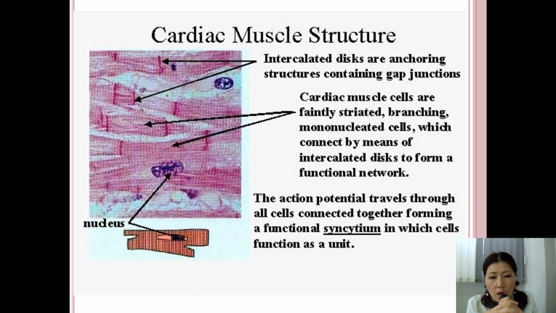mononucleated cells, which connect by means of intercalated discs to form a functional network. The action potential travels through all cells connected together, forming a functional syncytium in which cells function as a unit. And here you can see a nucleus. This is schematically, and this is histological diagram. This is nucleus, gap junctions, intercalated discs with gap junctions. Here you can see striations.